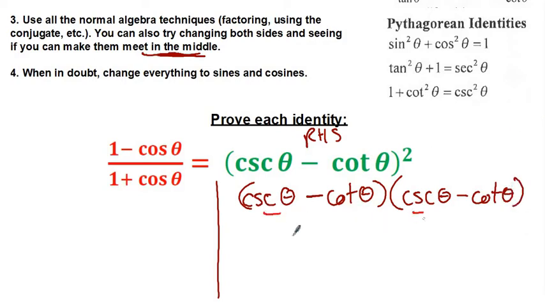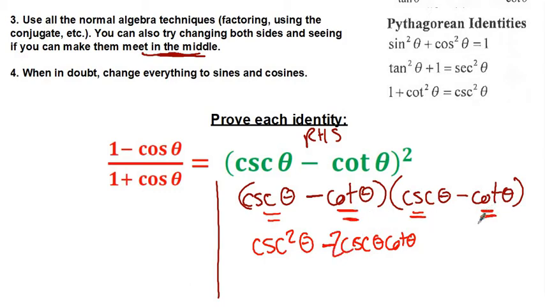So cosecant times cosecant is cosecant squared. Cosecant times negative cotangent is minus cosecant cotangent. And then the inside terms will be minus another cosecant cotangent, so that's minus 2 cosecant cotangent. And then negative cotangent times negative cotangent is positive cotangent squared. Okay, so now we're at this point. So now the question is where to go from here.